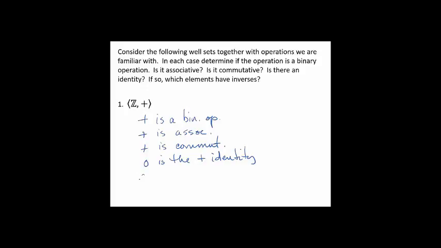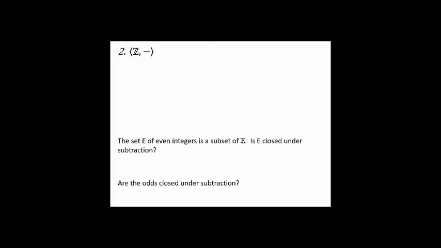So all integers A have inverse minus A. If we look at Z under the operation subtraction, however, it's not as nice as with addition. Certainly, subtraction is a binary operation.